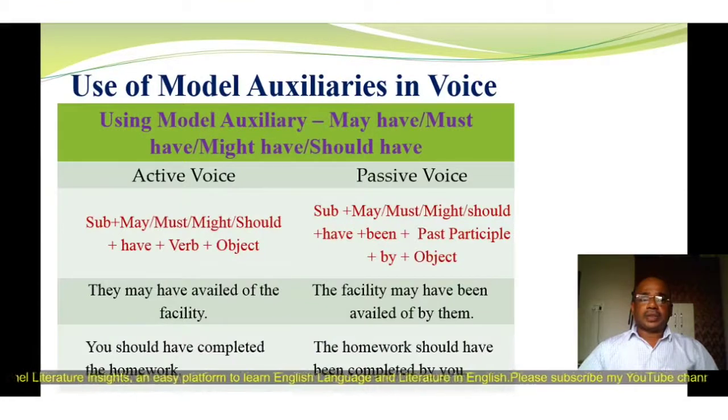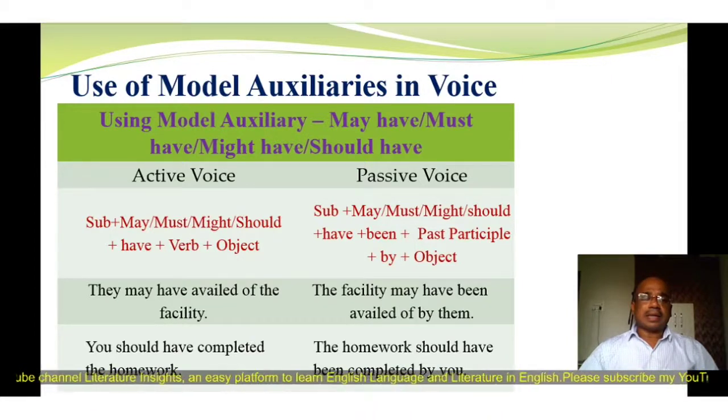The next, using modal auxiliaries may have, must have, might have, should have. Here I have given a structure. So in active voice, subject plus may/must/might/should plus have plus verb plus object. Then in passive voice we can see subject plus may/must/might/should plus have plus been plus past participle plus by plus object.